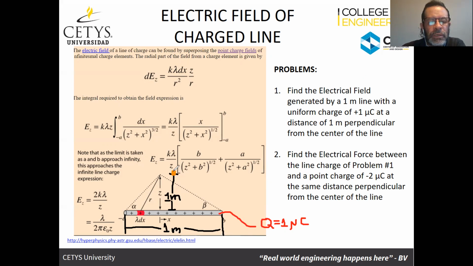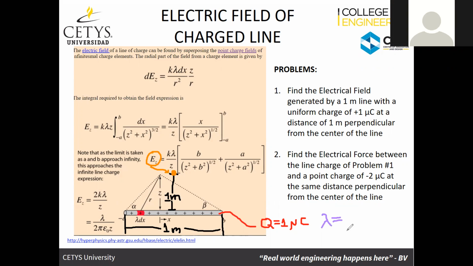This is the point I'm interested in, located 1 meter from the line. I want to find the electrical field at this point. Okay, so basically what I want to find is the electrical field at this point here. And we're going to use those expressions to find it. Now, help me out with a few things here. Can somebody tell me what the value of lambda is, or how we could calculate it?